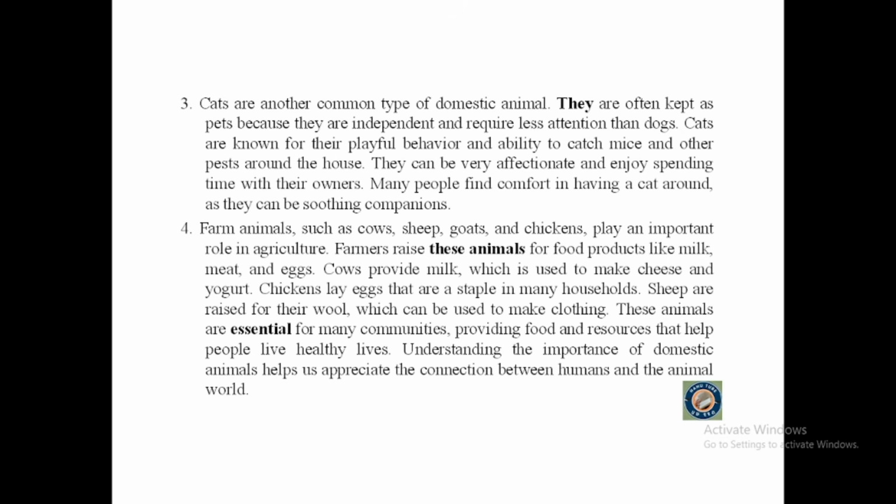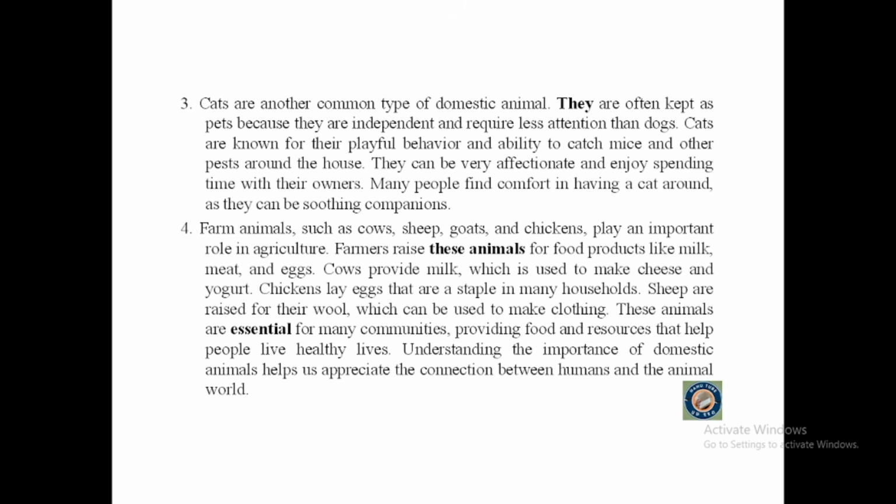Cats are another common type of domestic animal. They are often kept as pets because they are independent and require less attention than dogs. Cats are known for their playful behavior and ability to catch mice and other pests around the house. They can be very affectionate and enjoy spending time with their owners. Many people find comfort in having a cat around as they can be soothing companions.